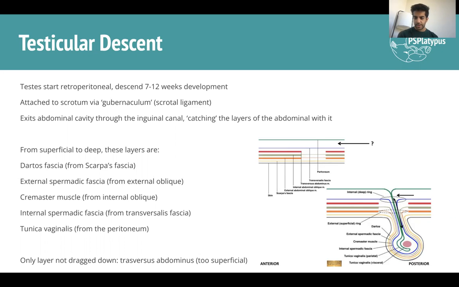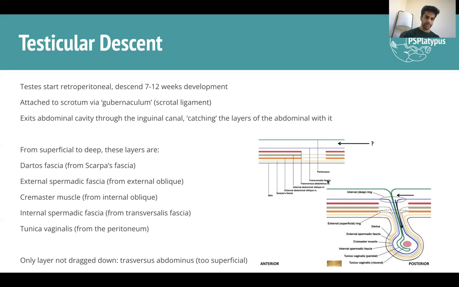And as you can see here, it catches layers of the abdomen with it. So as it's going through the inguinal canal, layers of the abdomen come and form this protective layer around it. Now, as it exits the abdomen, the names of these layers change. For some reason, they just like to make it confusing, but these are things you need to know.